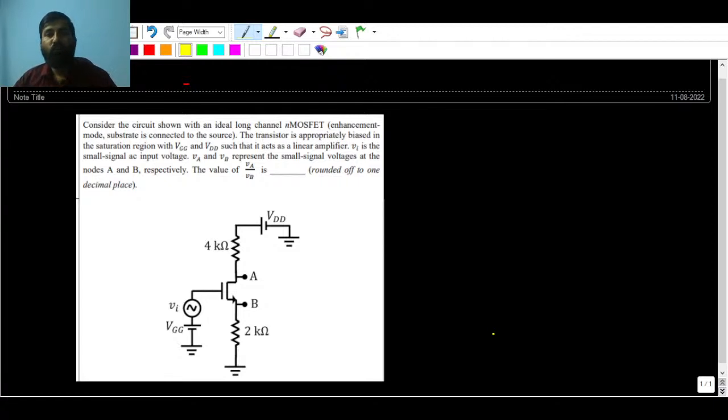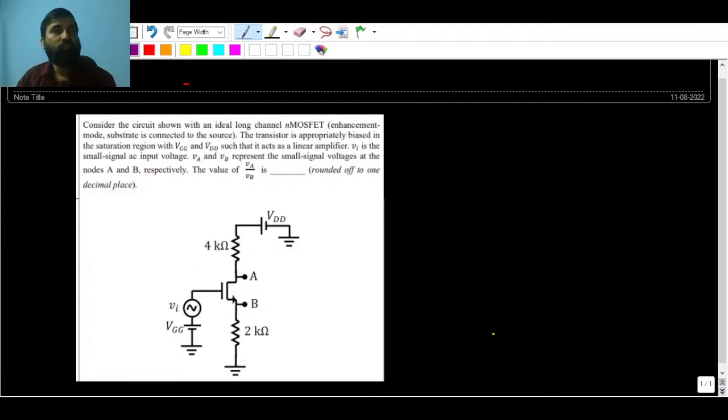Hi everyone. Let's solve this problem which was asked in GATE 2022. This question was asked in analog circuits, and it was based on an N-channel MOSFET. Here they are asking about VA upon VB, the small signal voltages at node A and node B.